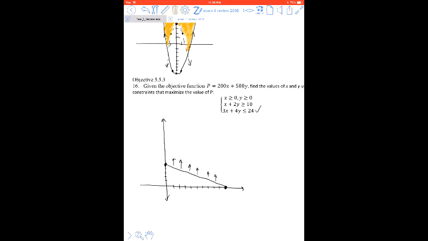Now for this inequality, 3x plus 4y is less than or equal to 24. If I want to find the x-intercept, I let y equal 0, divide by 3, get x equals 8. So there's 8. Okay, and if I want to find the y-intercept, I let x equal 0, and I get y equals 6.